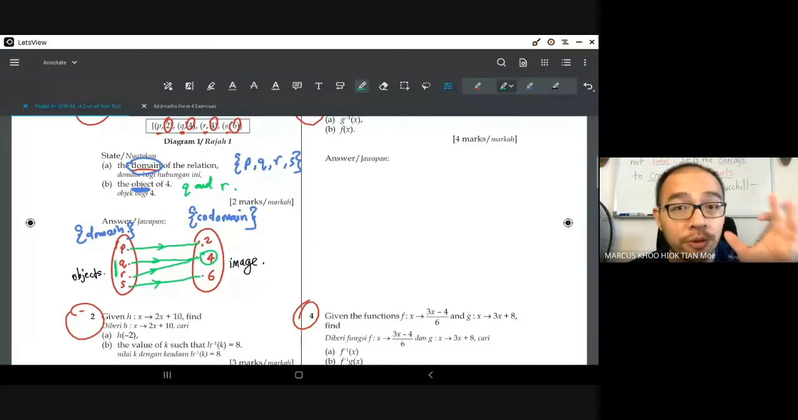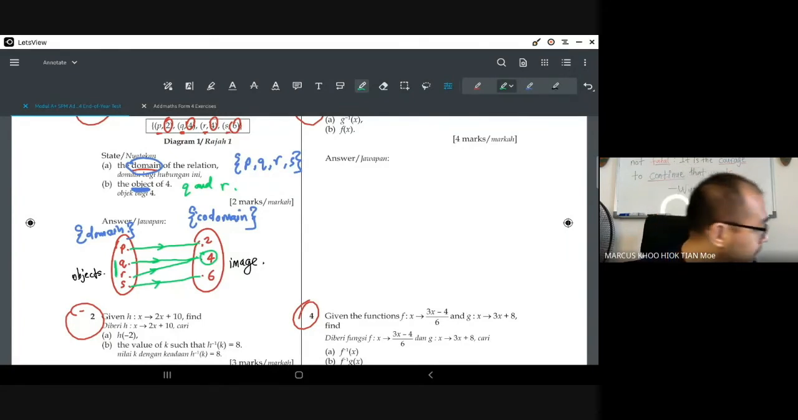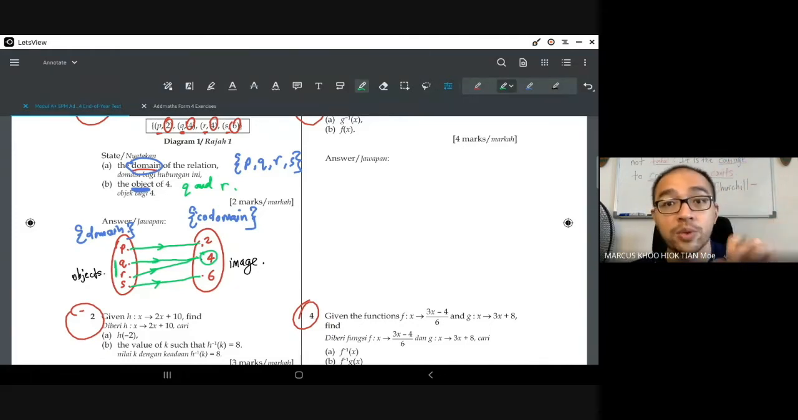So just to remember this, if you have a question like this, when we write domain, we write it with the curly brackets and then commas between everything. But if the question asks you for object or image, you don't write the curly brackets. You just write the answer.